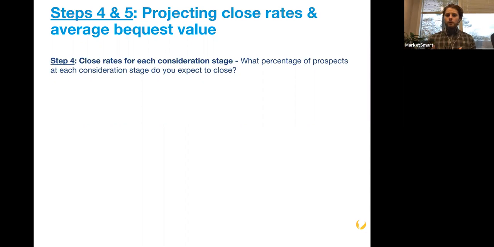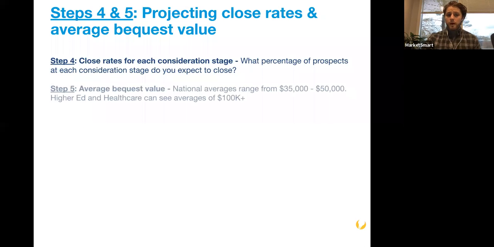Now, what we're about to talk about with close rates, these are bars and really variables that you should be able to control. The better we build relationships with our donors, the higher those close rates should be. So they're not meant to necessarily represent what you should or shouldn't do. It's an estimation and a projection of what you think is possible. We'll get into it with the case study. I think you'll see what I mean.